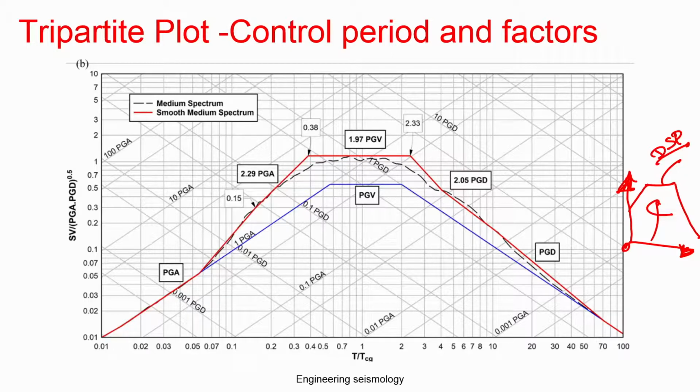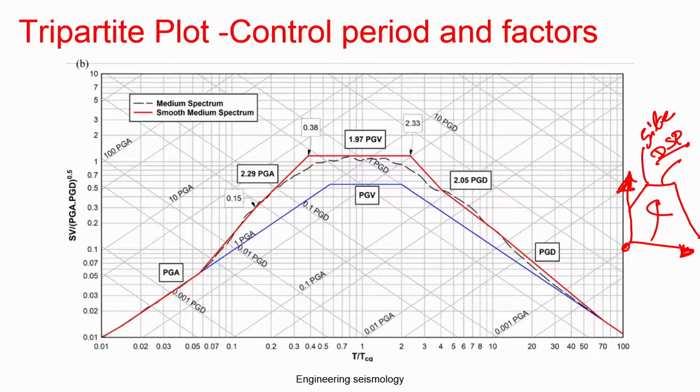So, we have been working to update this. Hopefully I will come up with a new design spectrum which, after being published, can be recommended to the code and will be useful. This spectrum, as I said, is a function of your site also. If it is a rock site, you will have a different shape; a soil site has a different shape, depending upon your soil thickness and stiffness.